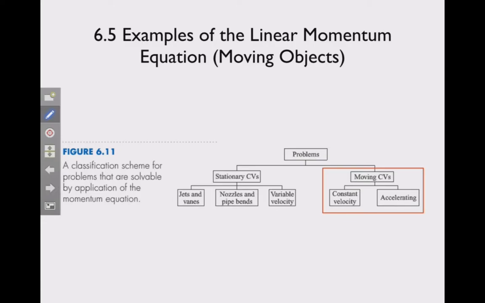and we see our familiar graphic here which shows the problems that we can solve with the momentum equation, and we have already talked about stationary control volumes, those for jets, vanes, nozzles, and pipe bends, and we are now moving over into this other branch over here dealing with moving control volumes. And we have two different types. We have things that are moving at a constant velocity and control volumes that are accelerating.